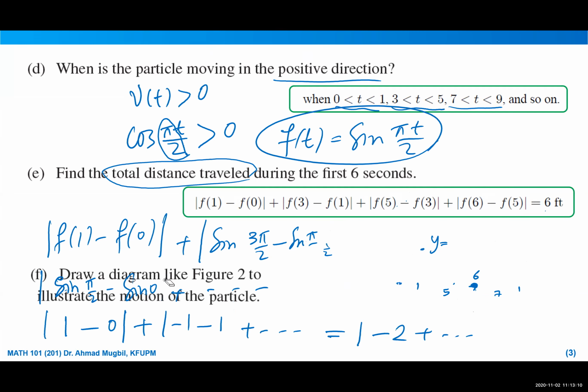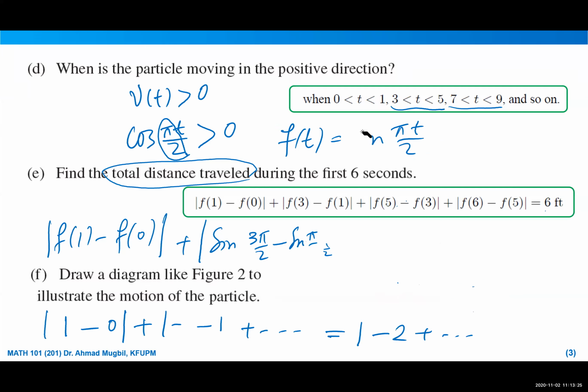Now let's move to the next one. Draw a diagram like figure 2. This is of course example number 1. Draw a diagram for the motion. And this is so easy. You can just find it out from where? From the positive and negative direction. Look from here, or also from the distance traveled.